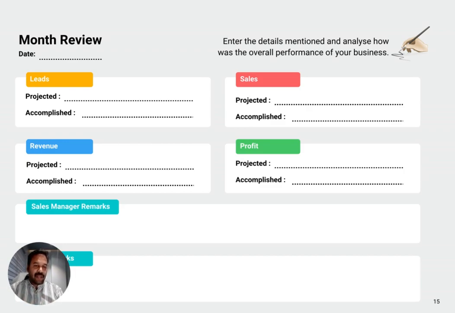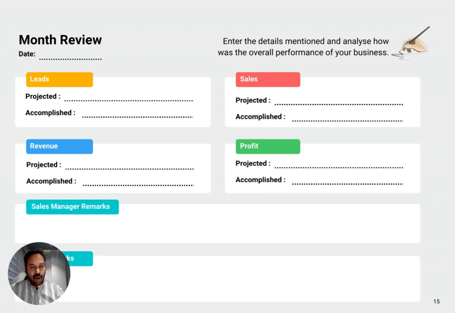You write all these things and sit with your sales manager and ask him what was the plus and minus that happened in your business in the last month. If you could achieve the business goal, how could you do that? If you could not achieve it, why, what went wrong? Okay, and after that, you also write your remarks and save it. Once you do this, let me reassure you, this is going to change a lot of things in your business.